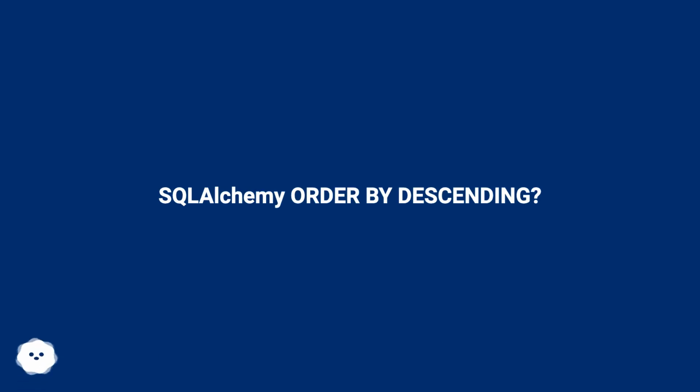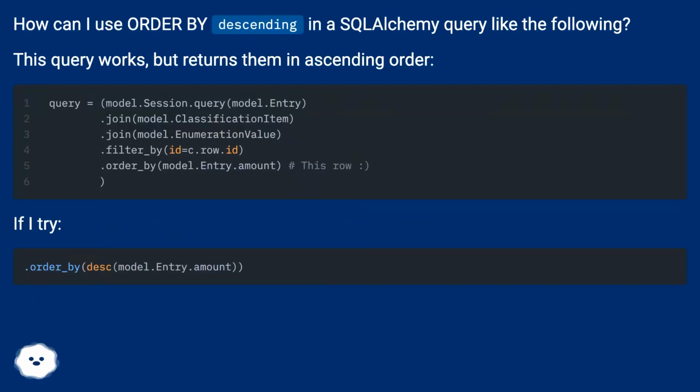SQLAlchemy order by descending. How can I use order by descending in a SQLAlchemy query like the following? This query works, but returns them in ascending order.